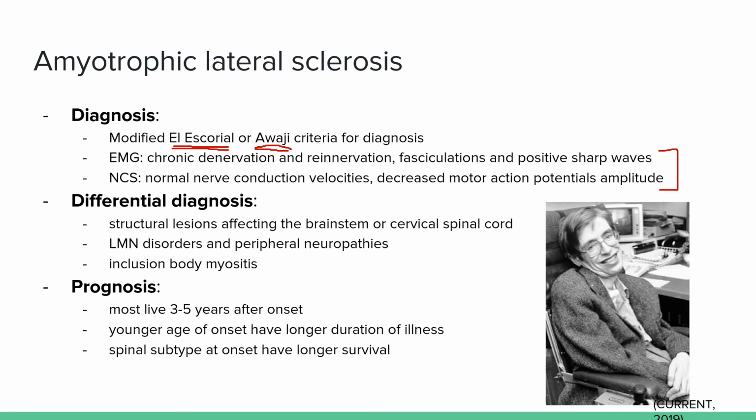The prognosis is that patients usually live 3 to 5 years after onset. If there is a younger age of onset, they usually have a longer duration of illness. If there is a spinal subtype at onset, this usually carries a longer survival for the person.